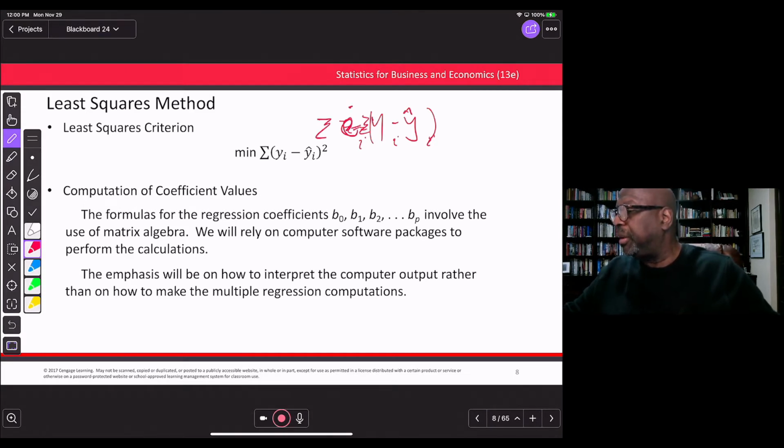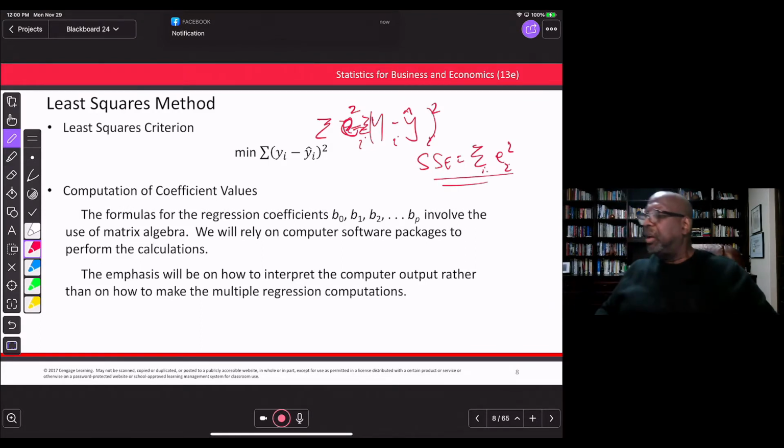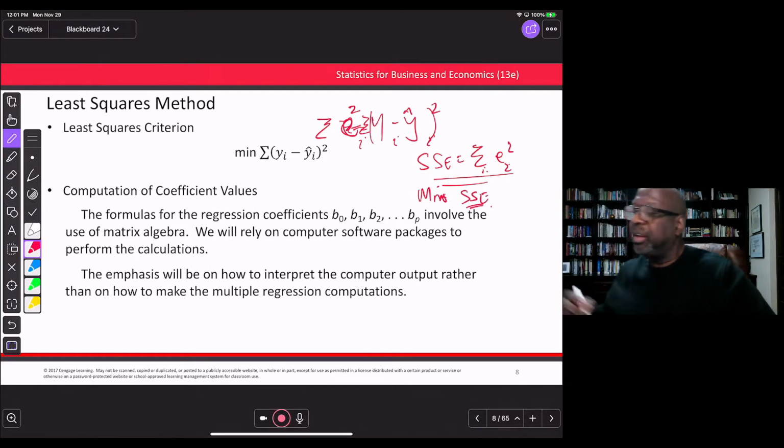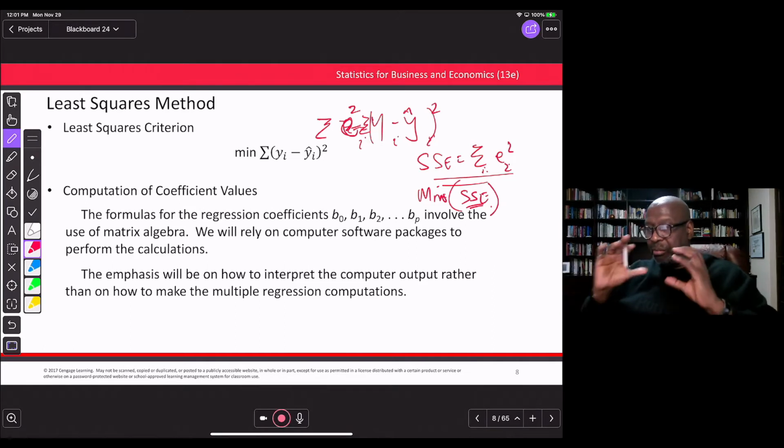and I square it, then essentially I'm just taking the sum of the squared errors, which is equal to, right? So what we want to do is to minimize this, minimize SSE. Minimize the sum of the squared errors. So the regression line should make that a minimum for us.